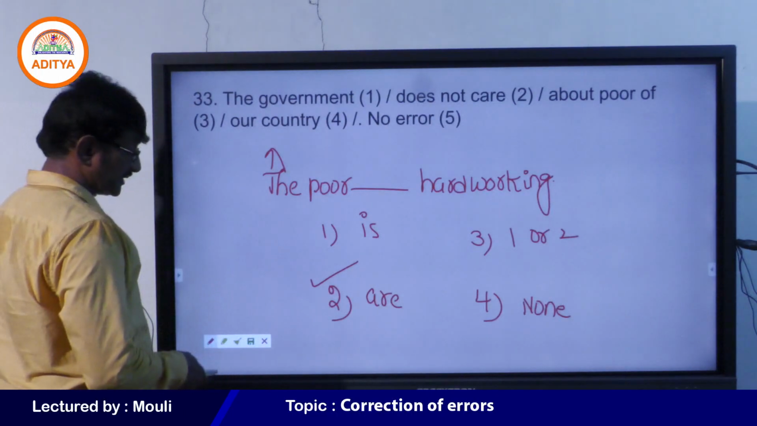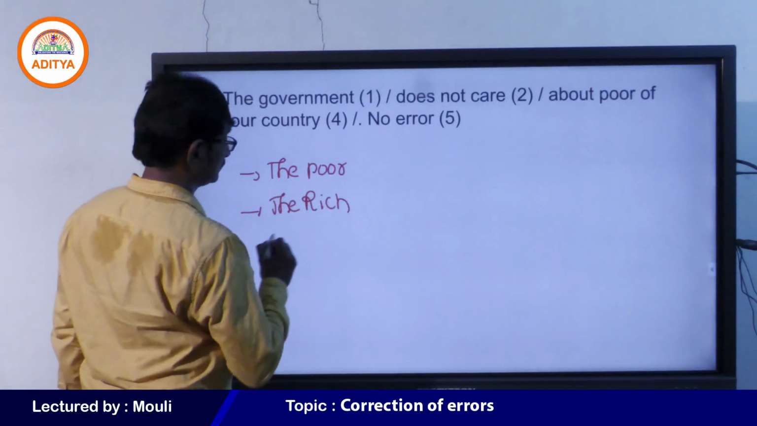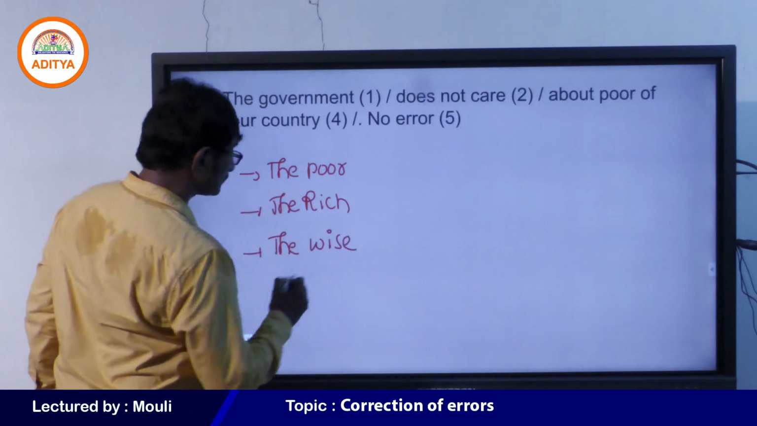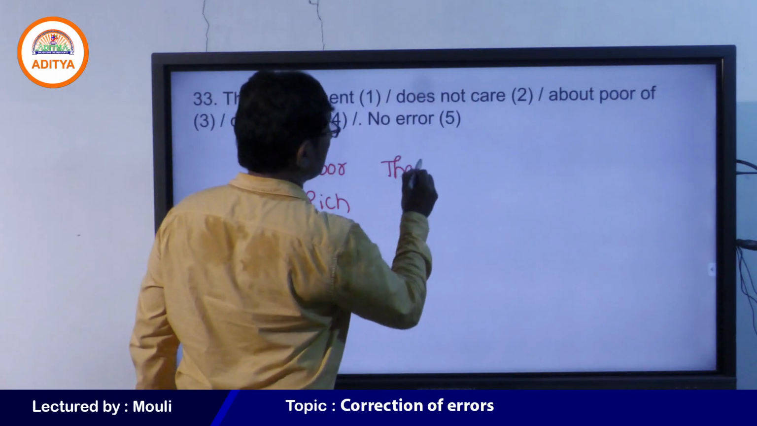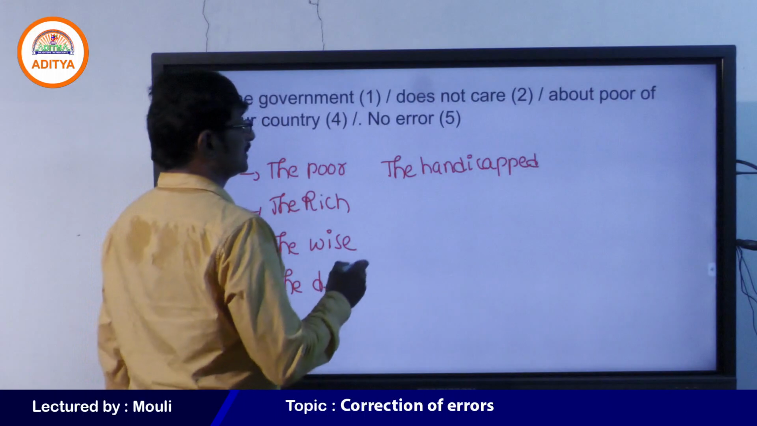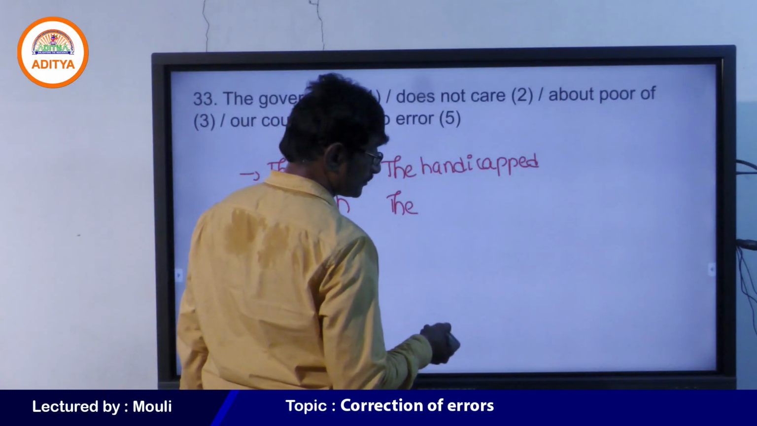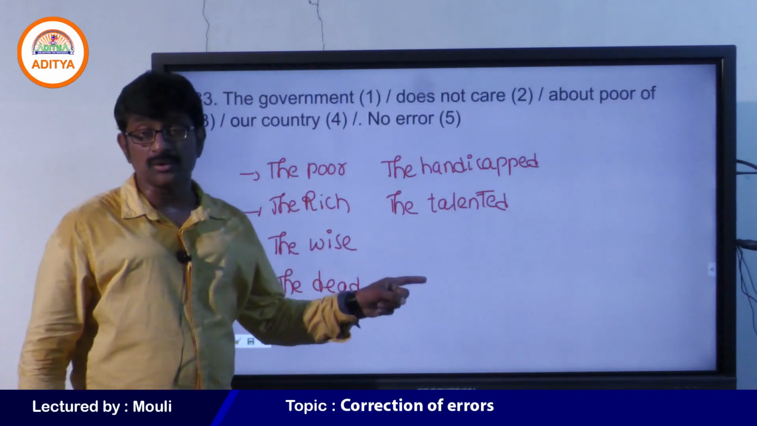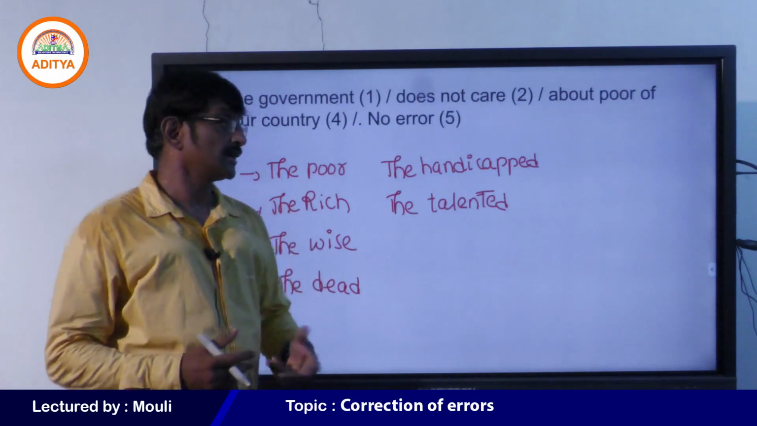Okay, students? Come on, write down. Such kinds of words are there. You take note: the poor, the rich, the wise, the dead, the handicapped, the talented, like this. All these are plurals, students. These are all plural words. Plural verbs follow after these. How? Let us see. First you write on this.